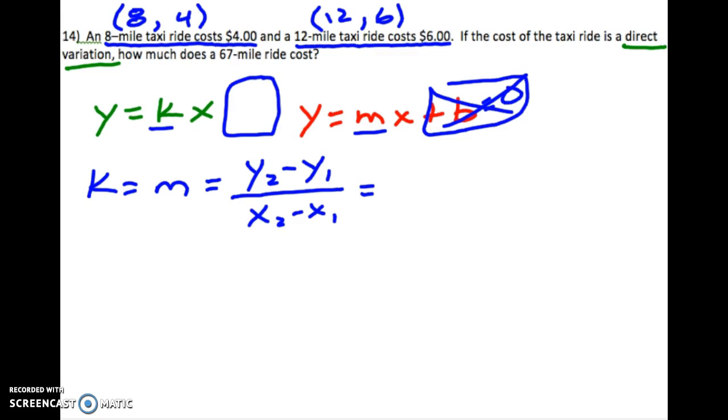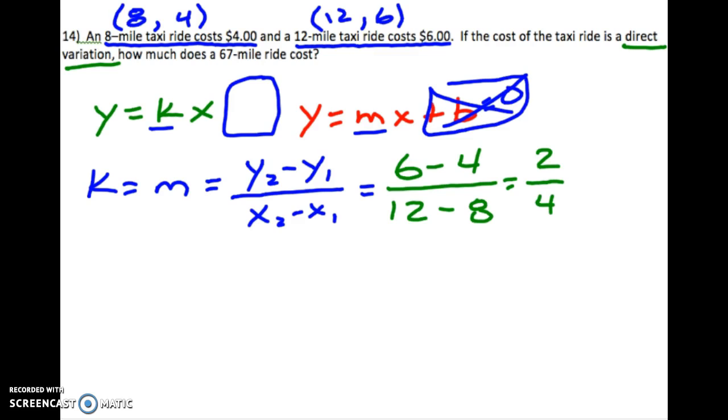So if we start with the y's, we'll do 6, and the other y is 4, so we subtract those. Since we start with 6, we'll start with the matching x, so we're going to start with the 12. And we're going to subtract the 8. If we do the math, 6 minus 4 will give us 2 in the numerator. 12 minus 8 will give us 4 in the denominator. And if we simplify the fraction, we get 1/2. So as far as our direct variation equation goes, we would have y equals 1/2 x.